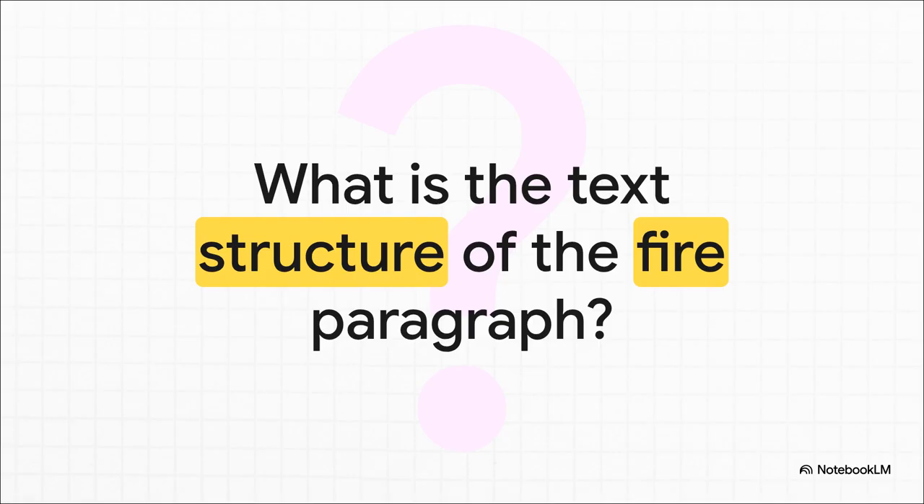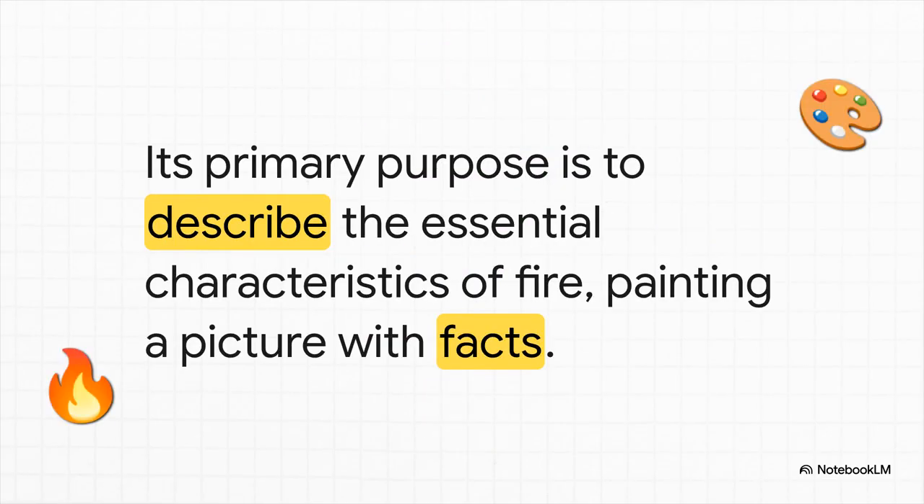So, having heard all that, what do you think? What's the underlying structure of that paragraph about fire? The answer is description. And this is such a great example. See, the paragraph isn't telling a story over time, and it's not really solving a huge problem. Its main job is to just describe the components of fire. It's painting a mental picture with facts to help you understand a concept.